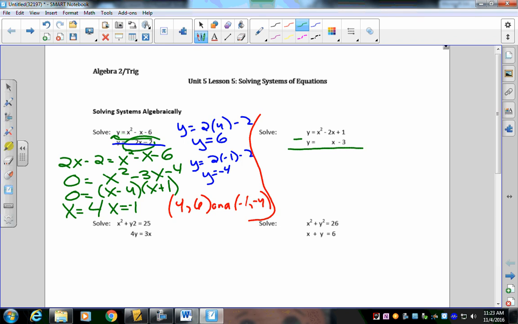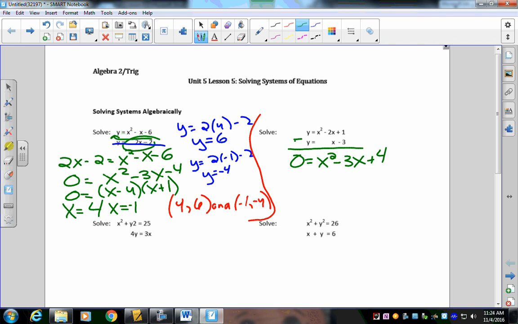If I had a coefficient in front of my y's, I could definitely still use elimination, but may not. So I get 0 equals x squared. I'm doing negative 2x minus the x, giving me negative 3x. 1 minus a negative 3 gives me a positive 4.